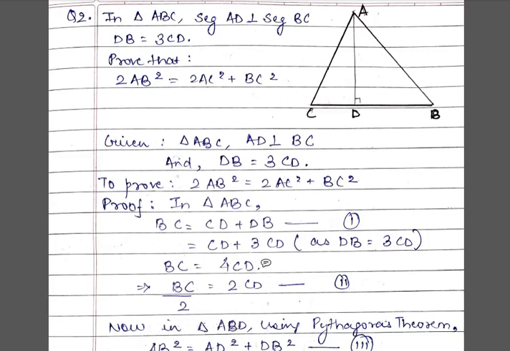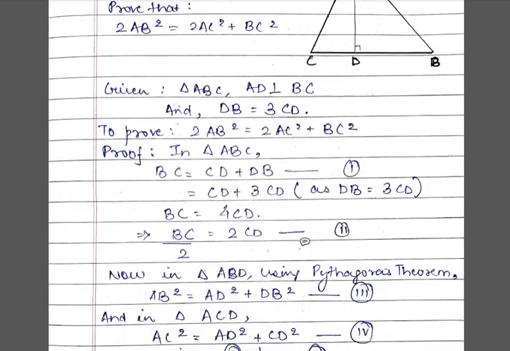दोनों को अगर हाफ हाफ करें तो क्या मिलेगा? BC by 2 is 4 by 2, which is 2 CD. Now why have I done this? You will get to know by the end of the proof. तो एक चीज मिल गई, BC by 2 is 2 CD. I have marked this as equation number 2. Now I come to triangle ADB. ADB में आते हैं and we apply the Pythagoras theorem.